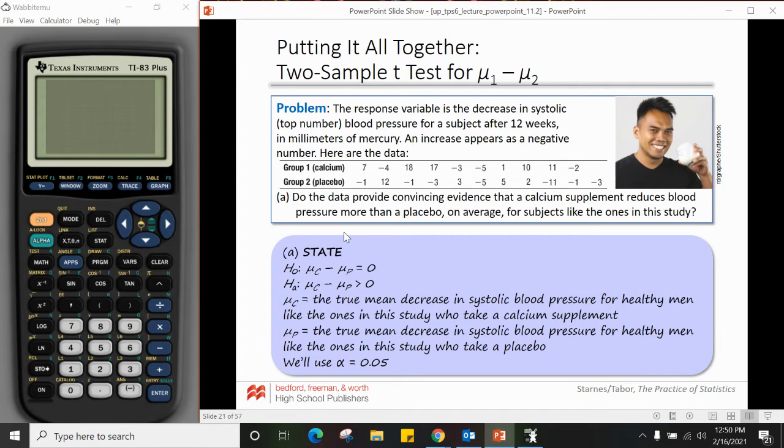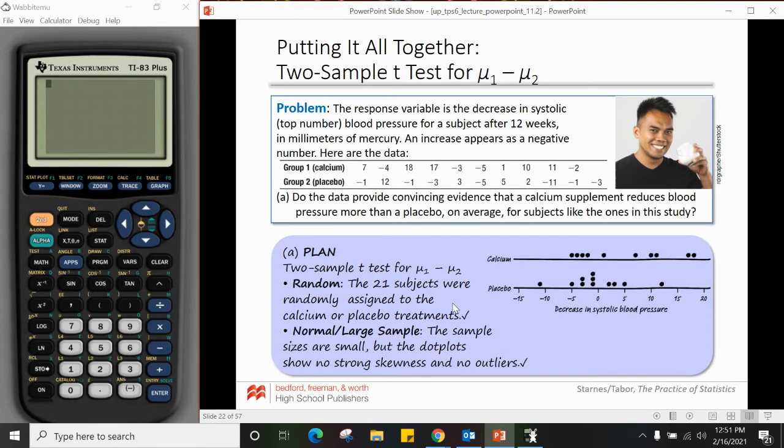In the state, we have our hypothesis. The null is that the difference is equal to 0. The alternative is that it's greater than 0. We think that the calcium is going to reduce the mean systolic blood pressure, so it's greater than 0. We then state our two means, our two parameters, and then use our alpha level as well.